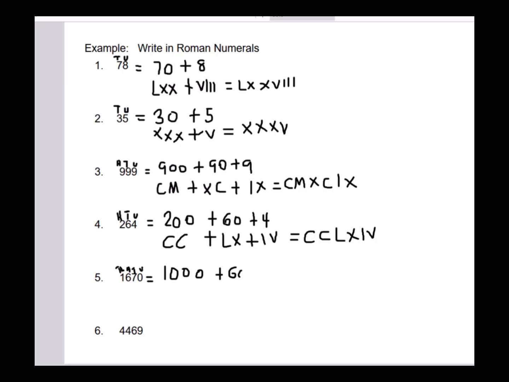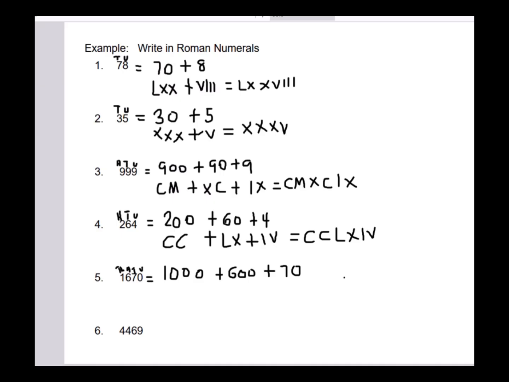So we have 1,670. We have 600. And we have the tens place, which is 70. You will notice the unit place, there's no digit there. So we stop at 70.